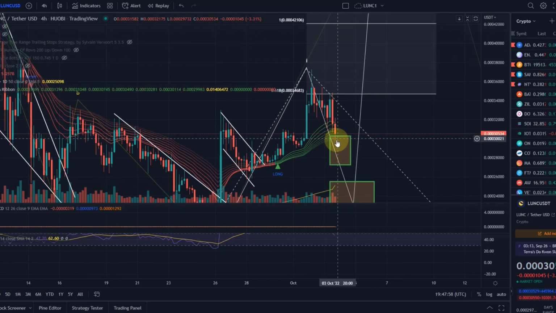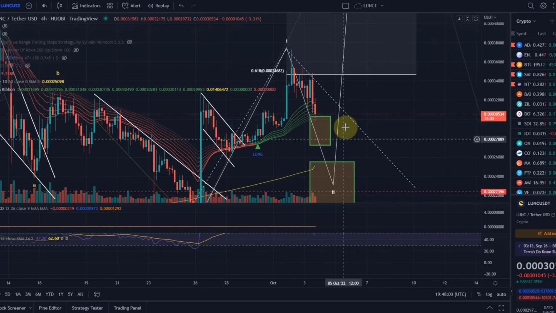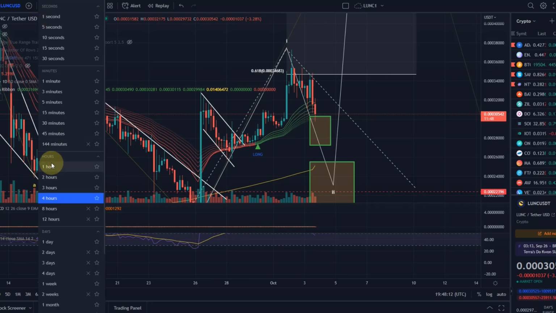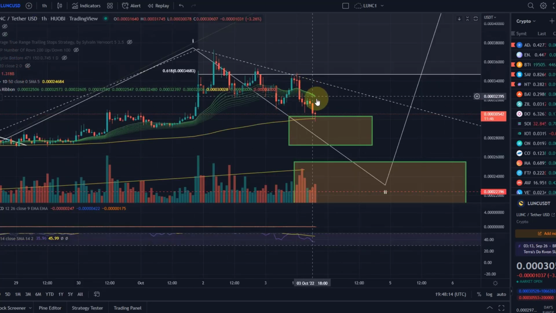We're currently coming to support. So we have reached this target area. If the EMA ribbon here is holding, which is coming down to 0.03 as well, then certainly there could be a reversal, but there is just no evidence yet. So this is the 4 hour chart. On the 1 hour, you can see we actually broke the EMA ribbon.